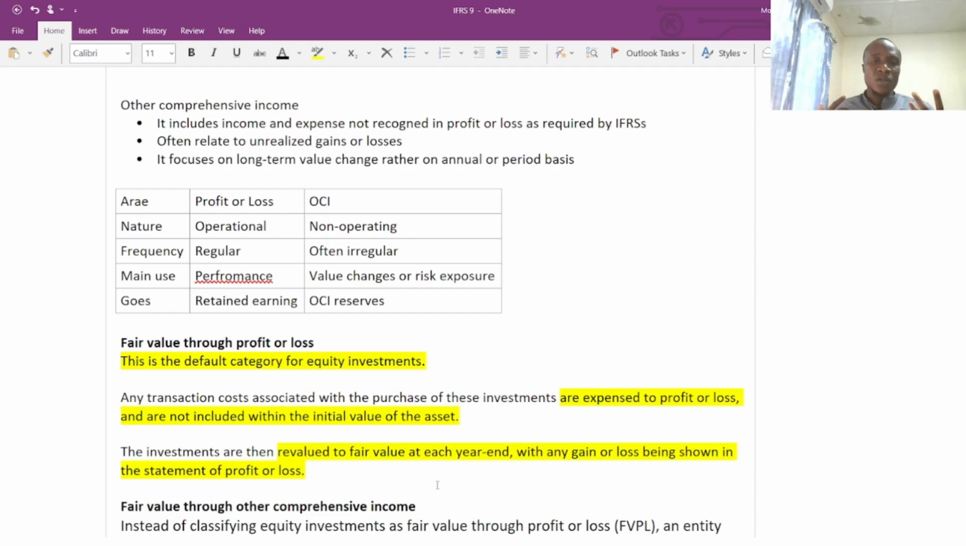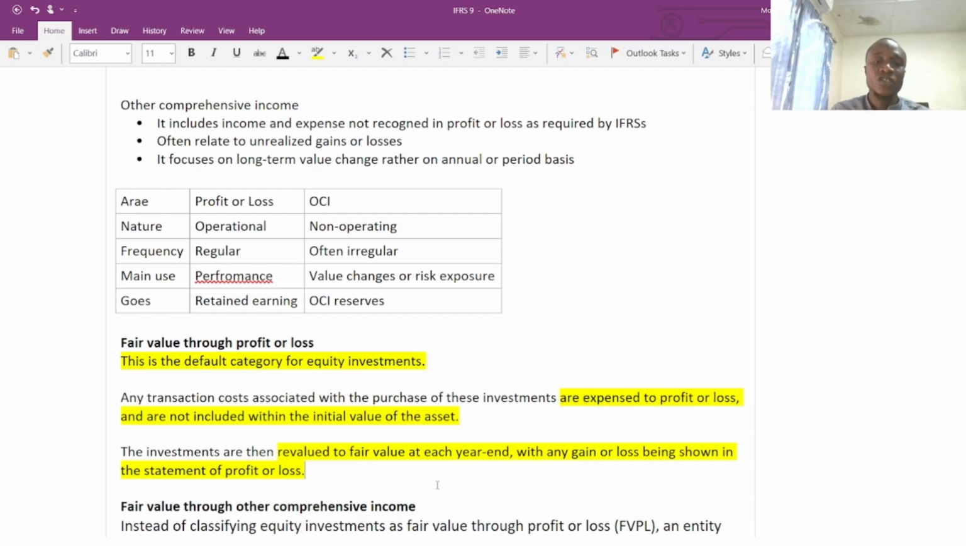Now, for example, on the 1st of January we purchased shares in X, Y, and Z company for $4 per share. Then at the end of December, the share value has appreciated to, let's say, 4.5. Now the 0.5 per share, we are going to account for it as a gain on the fair value, which will be shown in the statement of profit or loss. We are going to show it as fair value gain to profit or loss. If there is a loss, we are going to show it as well.